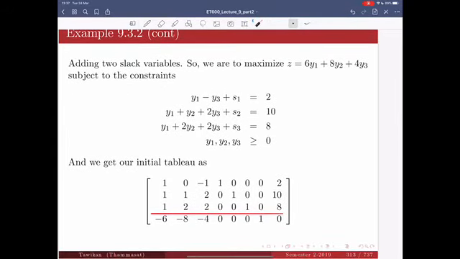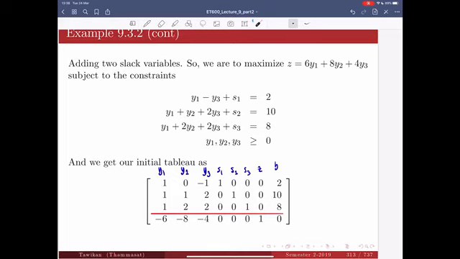Let me again write the variables that correspond to each column. The first column is for the variable y1, second column is for the variable y2, third column is for the variable y3, and the next three columns are for the slack variables S1, S2, and S3 respectively. The next column is for the z variable, and the last column just contains all the constant terms on our right-hand side.